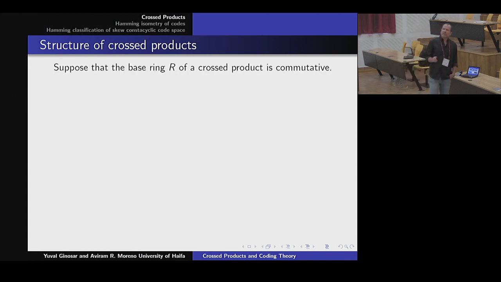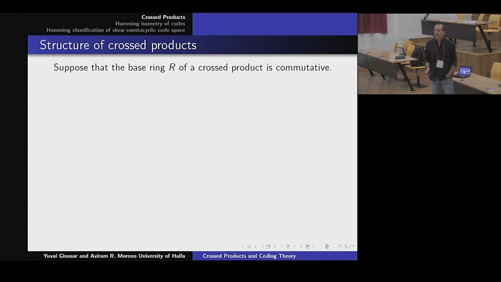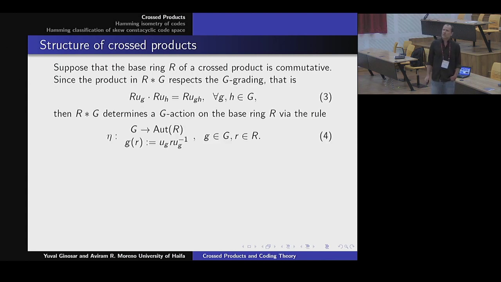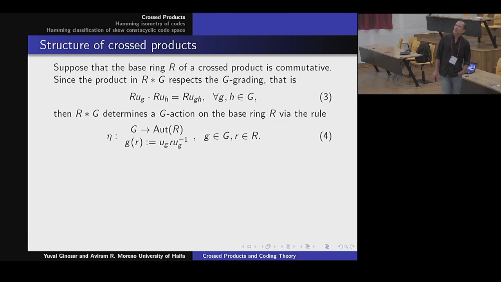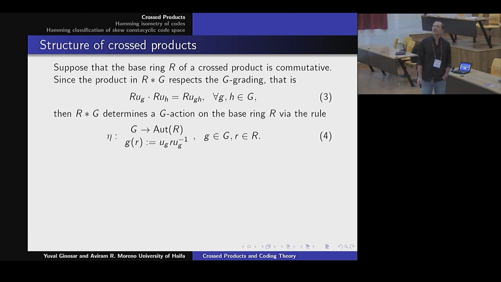Suppose now, from now on, the base ring would be commutative. What is the structure of a cross product over commutative rings? This is well known. Since the cross product respects the G grading, that is R U_g, R U_h is exactly R U_gh for every g and h in G, then R star G determines a G action on the base ring R via the rule g acts on R by conjugation by U_g. And it doesn't depend on the choice of invertible homogeneous elements.